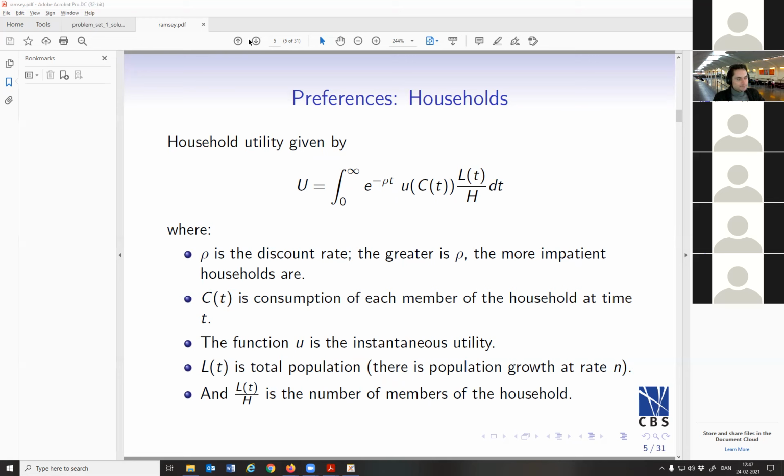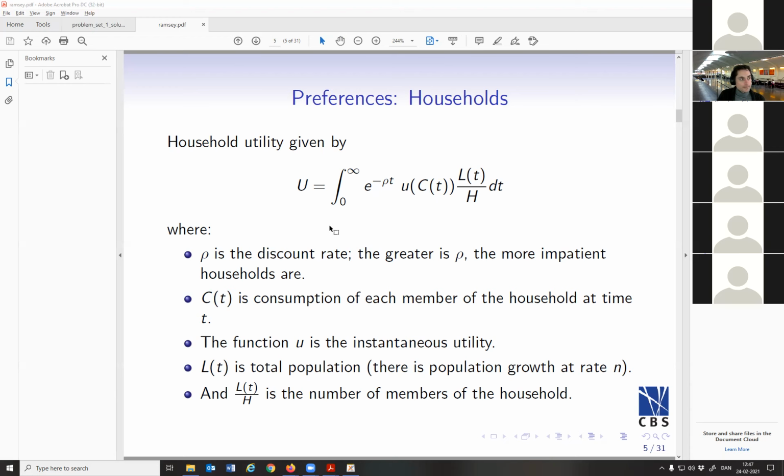So, where to start? Just to reframe the question, in all of the models we're going to look at, there's going to be some discounting of the future, okay? So it means that people are going to prefer consumption today over consumption tomorrow, right?